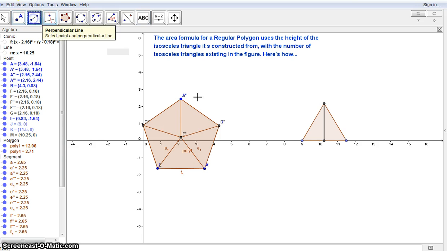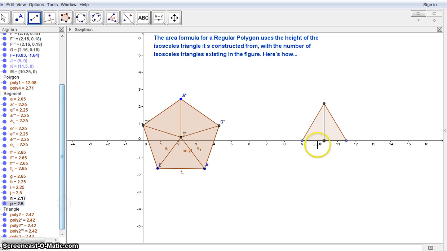And I'm going to replace this with a segment. If I knew the length of this height and the length of this segment, I could get the area through an easy formula for this triangle.